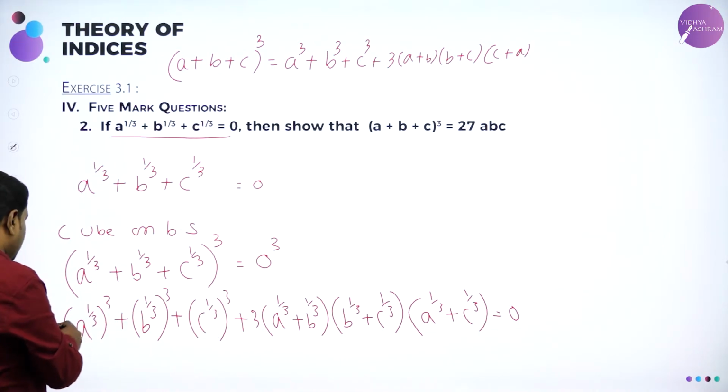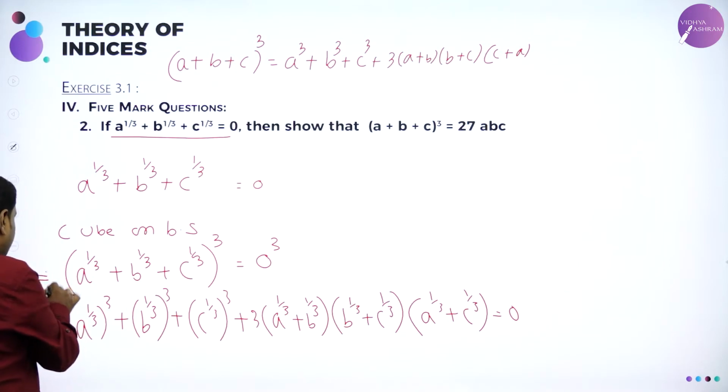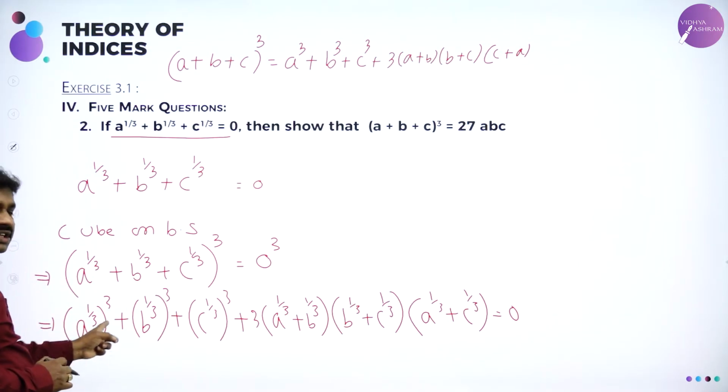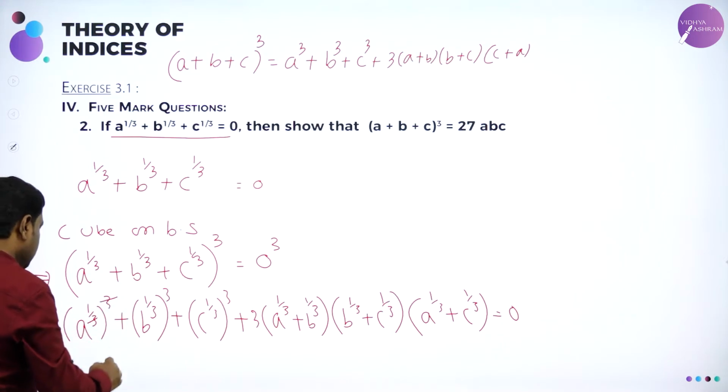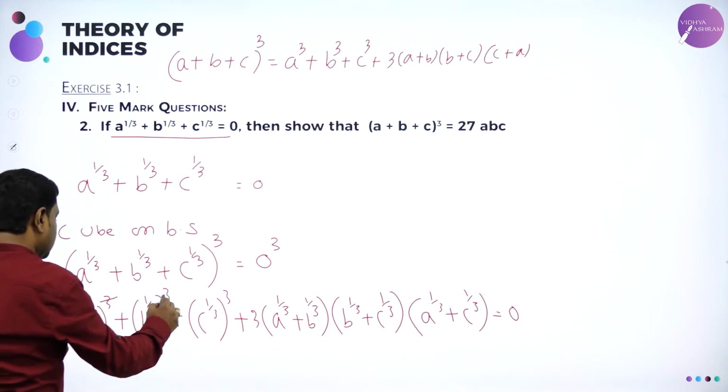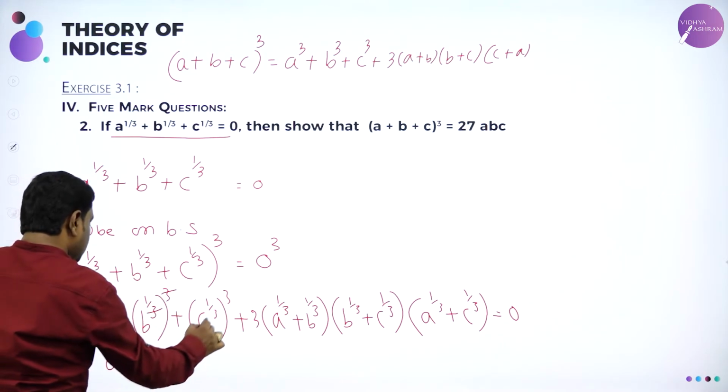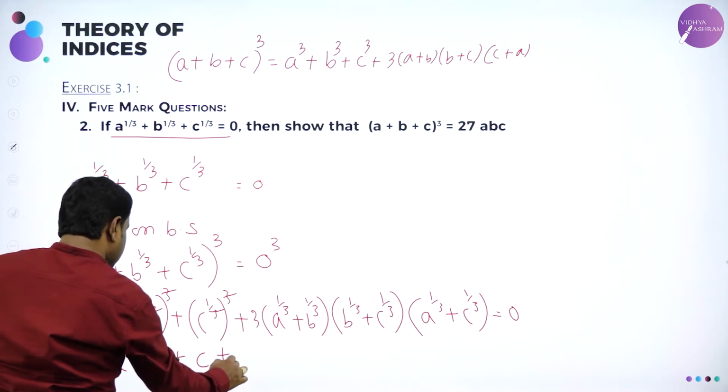So now, (a^m)^n. What is (a^m)^n? It is a^(m×n). So 1/3 into 3, the 3 cancels, it will be a. Here the 3 cancels, it will be b. Here the 3 cancels, it will be c, plus 3 times.